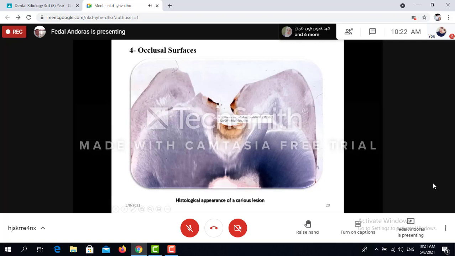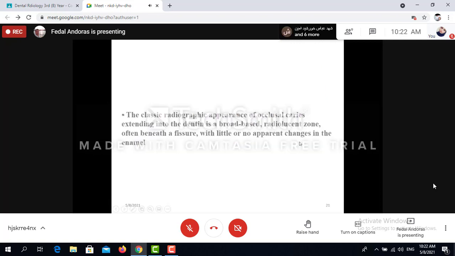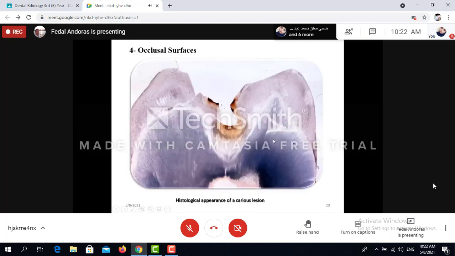Occlusal surface caries. This is a histological appearance. Again, as with the interproximal area, the configuration of the dentinal tubules and enamel rods is different from the occlusal surface. That's why on the occlusal surface caries will appear as a triangle, but this time the base of the triangle will be at the dentino-enamel junction and the apex will be toward the outside. For the interproximal, caries is the other way around.